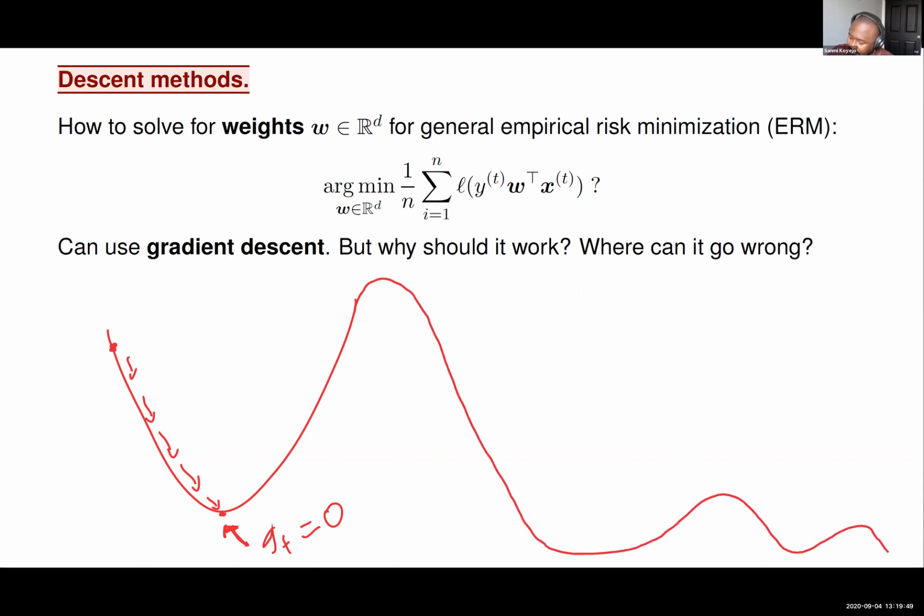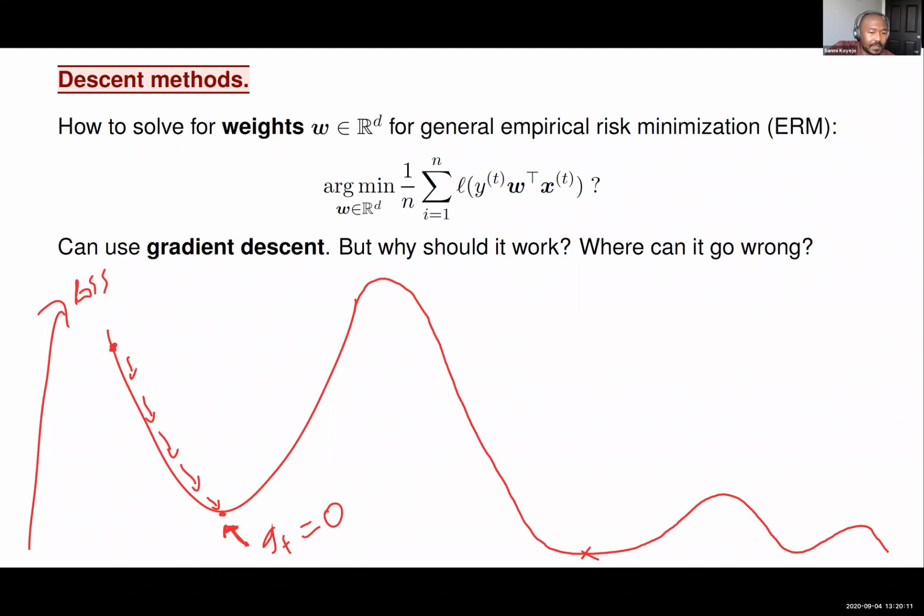However, suppose this curve was something like this. And suppose this point is lower, right? So this point has a lower loss. Then will gradient descent work in this case? So in general, no. It could fail.